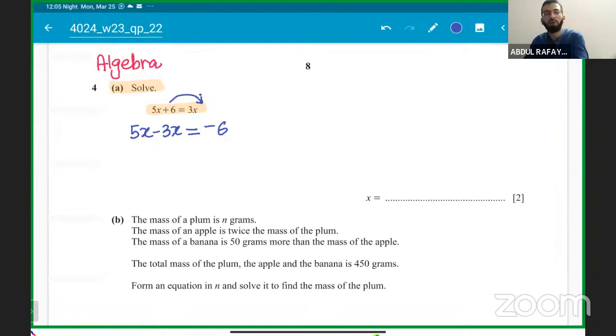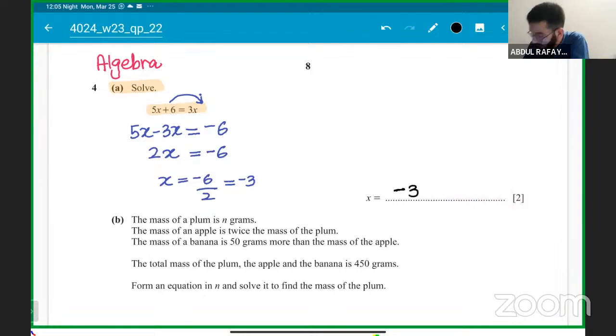Okay, make sure. But a lot of times in trying to solve it quickly, we make very silly mistakes. So try to be careful here. So plus 6 goes there, so it becomes minus 6, and 3x comes here. So 5x minus 3x is 2x. x will be minus 6 divided by 2, which is negative 3. So x is equal to negative 3 here.